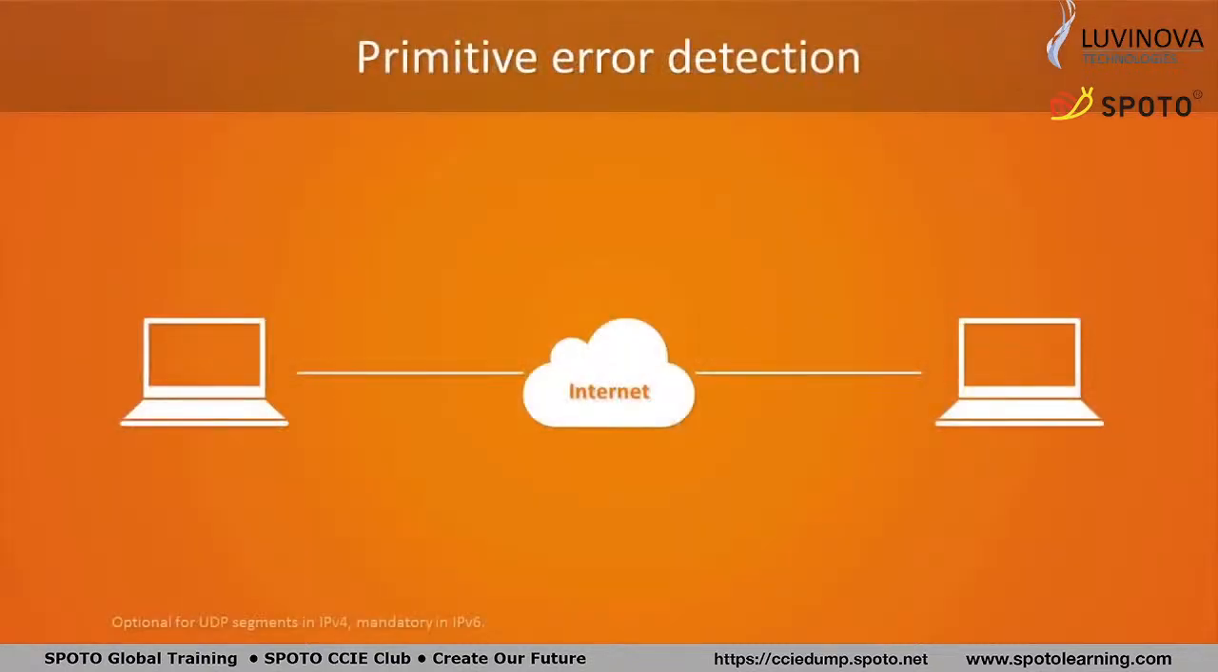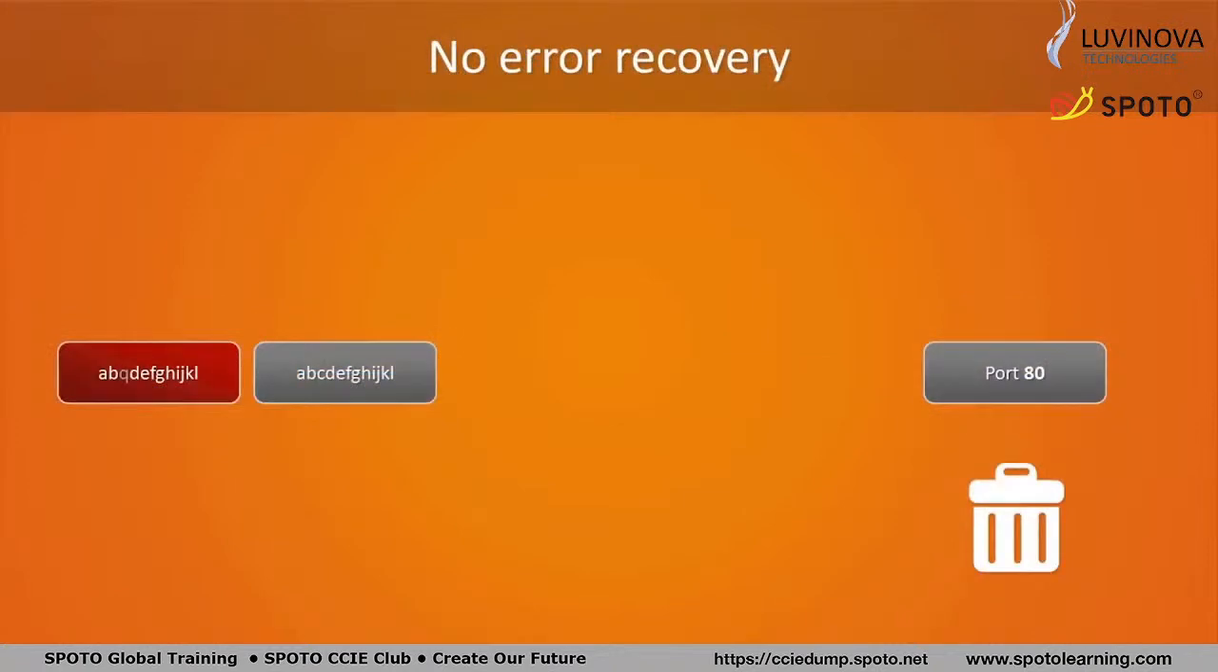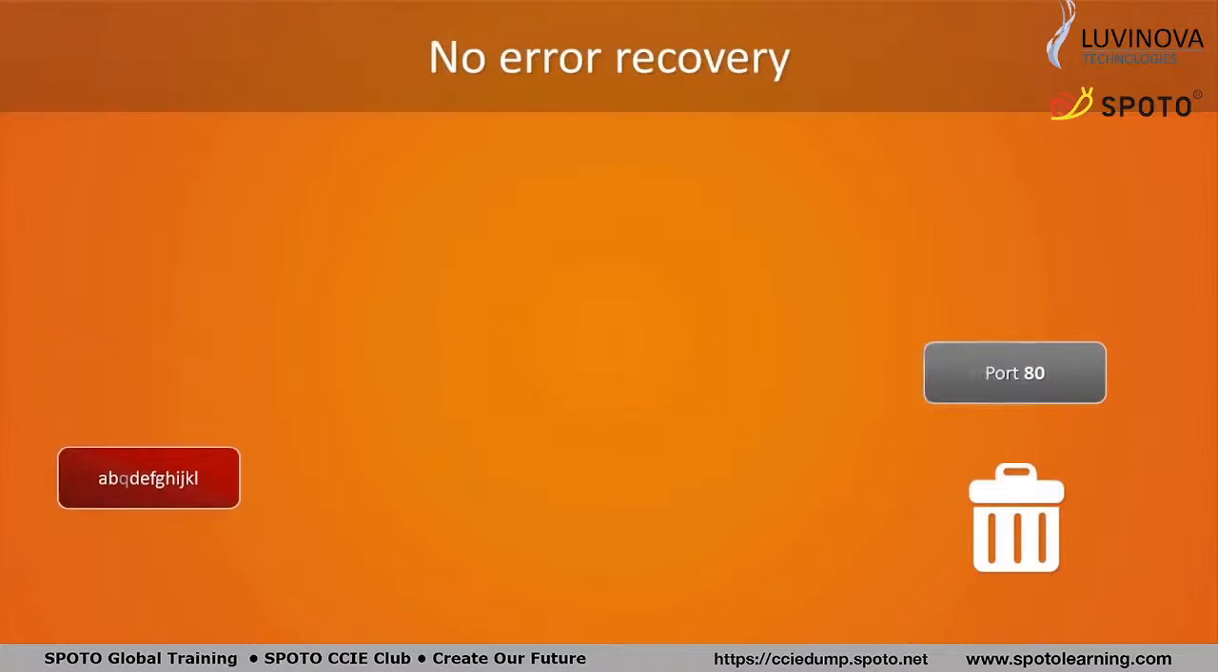Because data corruption is a common occurrence on the internet, UDP has a primitive form of error detection. Its packets carry a 16-bit checksum, but it is not that reliable. When UDP does detect corruption, it will not try to recover from it. In most cases, the corrupted segment will just be discarded. In some cases, it will keep the corrupted segment, but turn on a warning flag for the application.